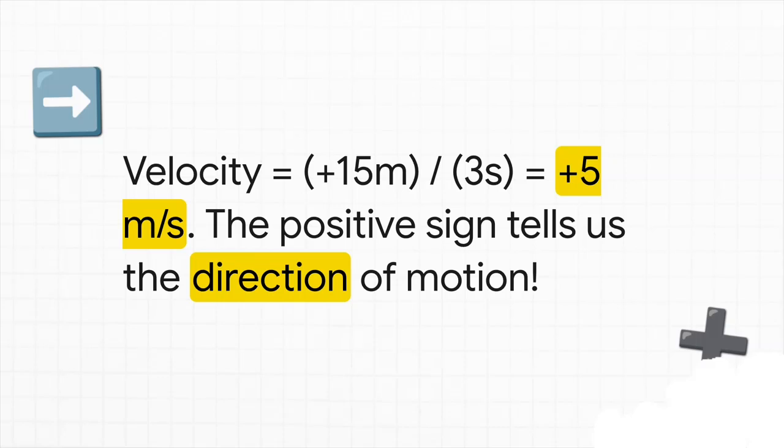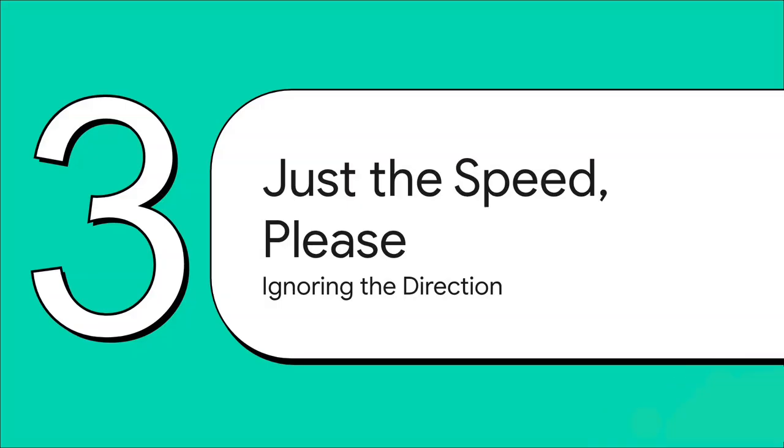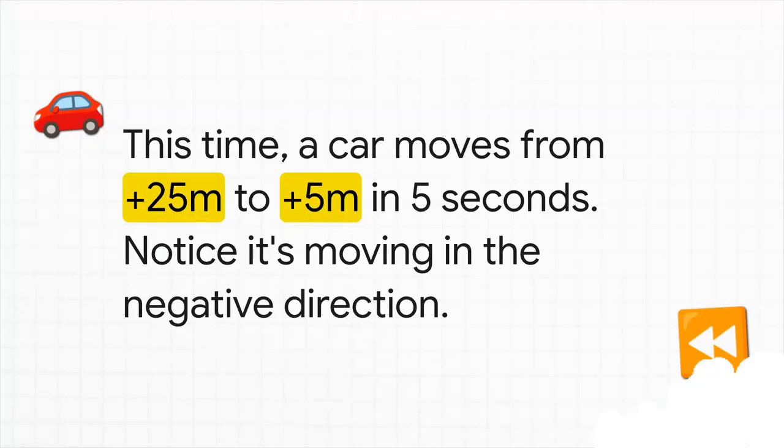See? It's a vector. It's got magnitude and direction. Okay, so that's velocity. But what if we just don't care about the direction? What if all we want to know is how fast was it going? Period. We don't care if it was going left or right. Well, my friends, that's where speed comes into the picture. So let's flip the script.